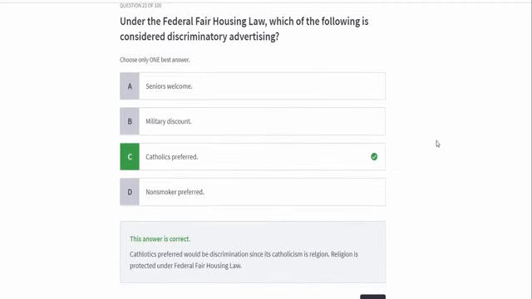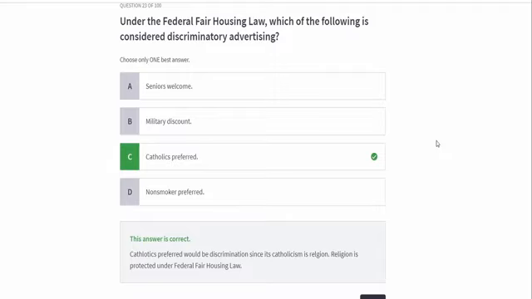So first of all, saying seniors welcome, even though that has to deal with someone's age, isn't discriminatory. They're just saying that's welcome. You could put a sign up that says anyone's welcome. That wouldn't make it discriminatory advertising. But when you say preferred, that implies something that maybe it's a little bit discriminatory.